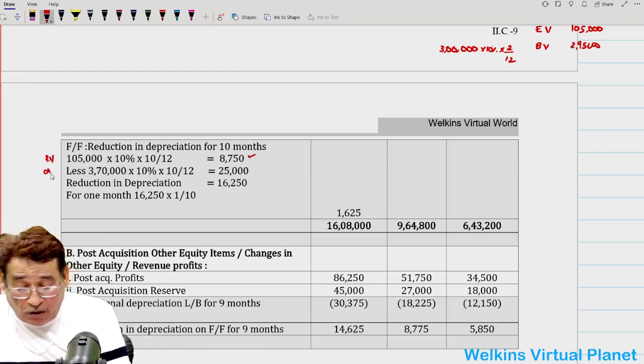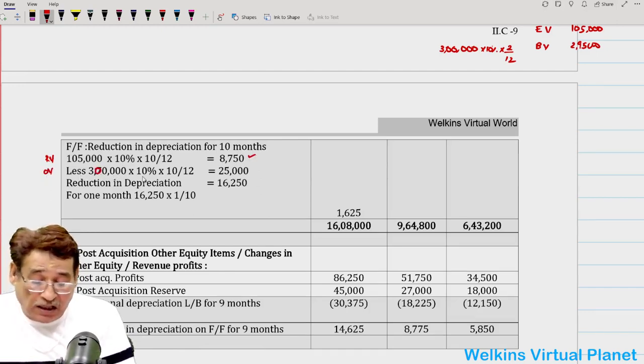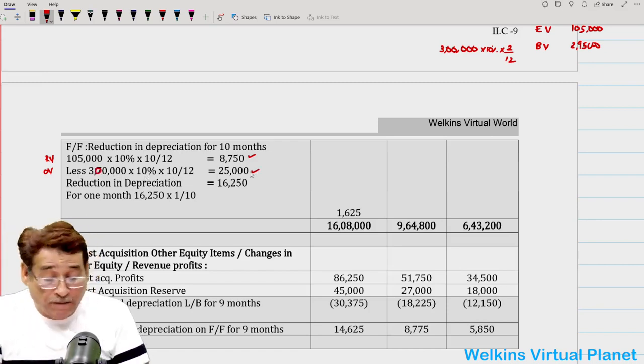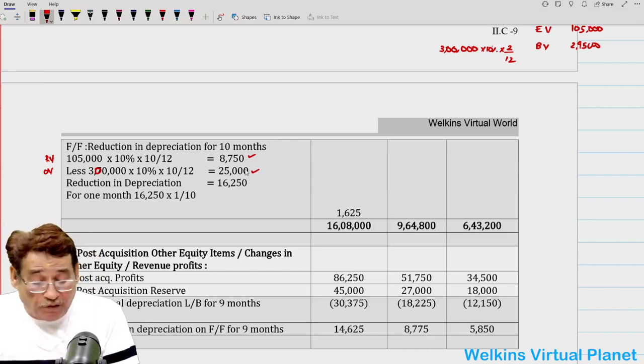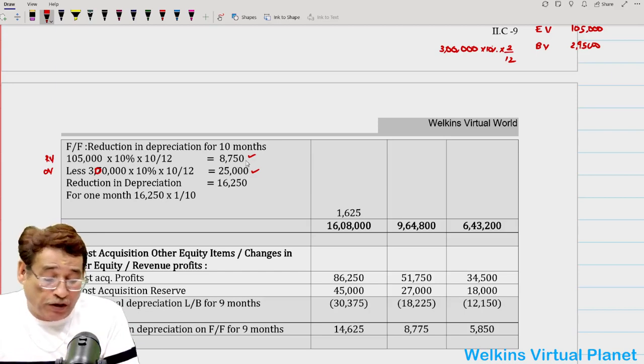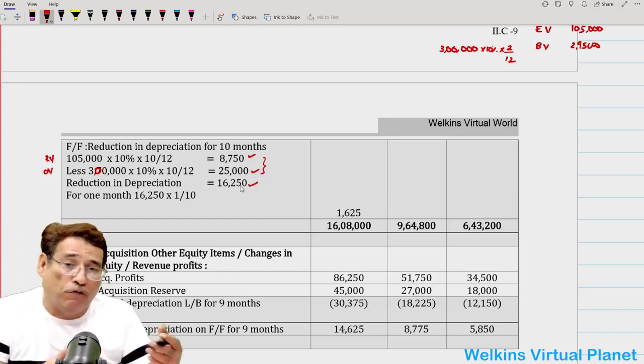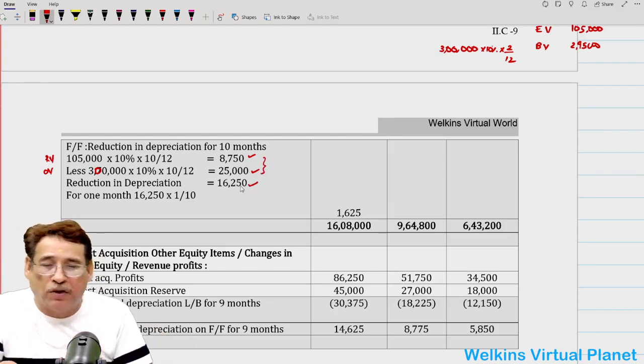Then I will take the old value. Old value is 3 lakh. I have written 3 lakh 70. 3 lakh into 10% into 10 by 12, which is equal to 25,000. It means we have charged 25,000 worth of depreciation already, but we are supposed to charge only 8,750. So that means excess depreciation charge is 16,250. So this depreciation must be reduced.